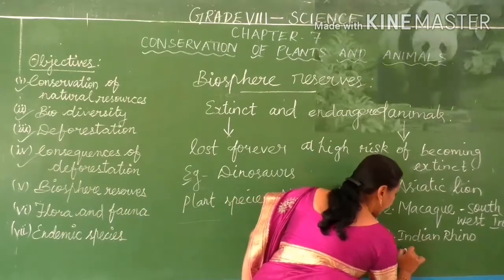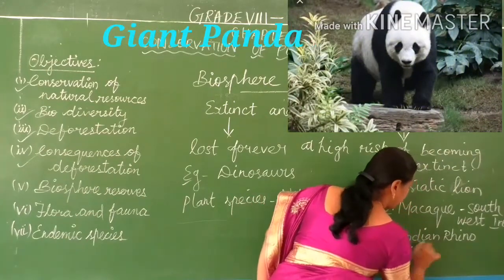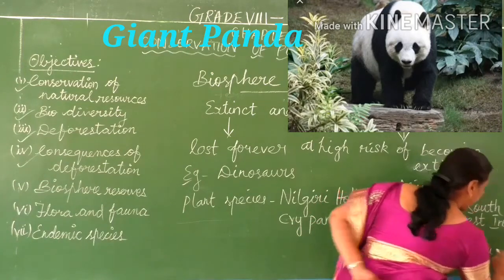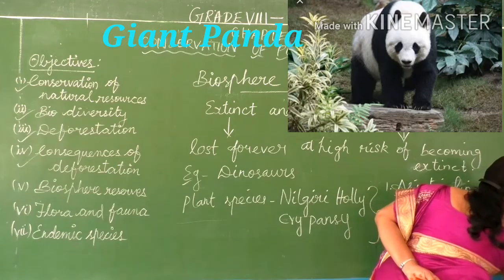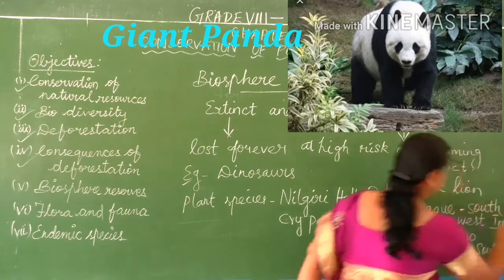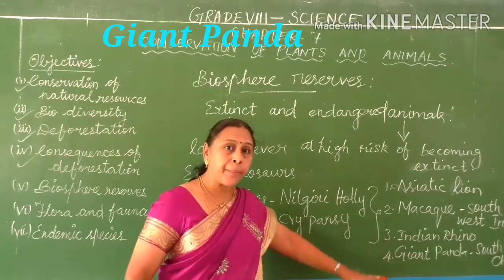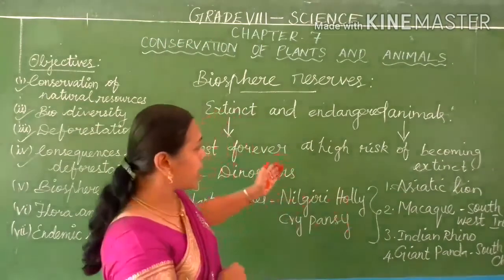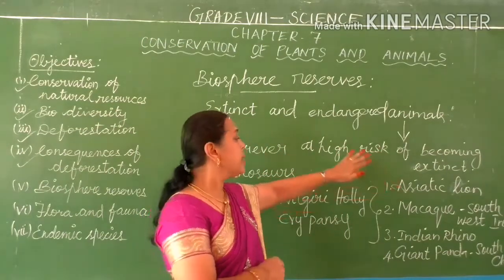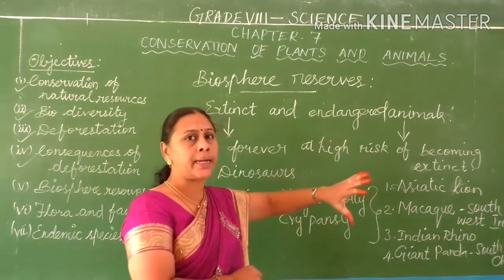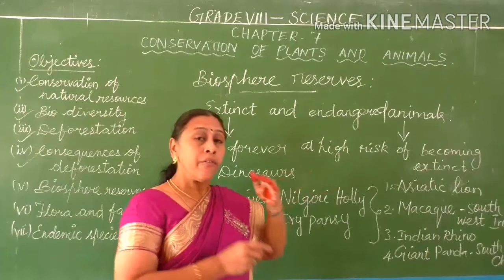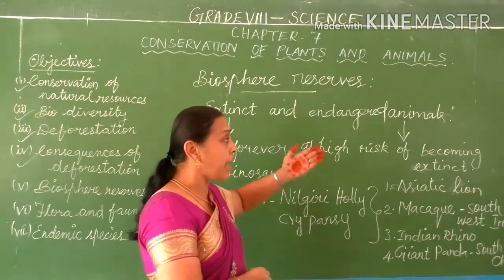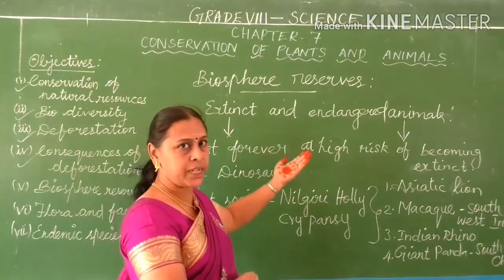Next, fourth one, giant panda. In southeast China, giant pandas were found. Now they are very few in number. They are at high risk of becoming extinct. Such organisms are at high risk of becoming extinct. If we fail to conserve them, if we don't take steps to conserve them, then they will come into the list of extinct species.